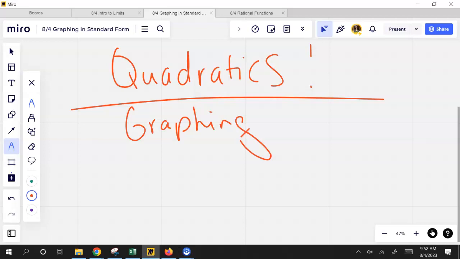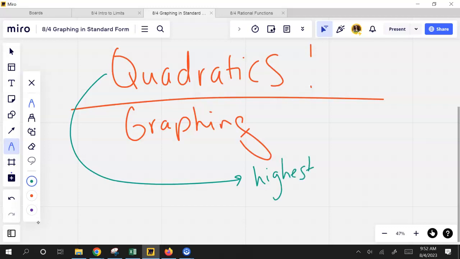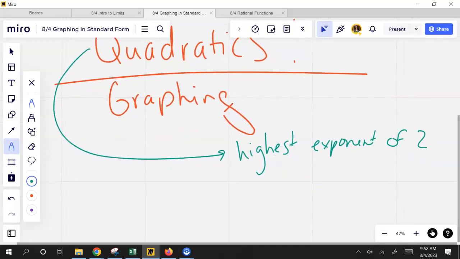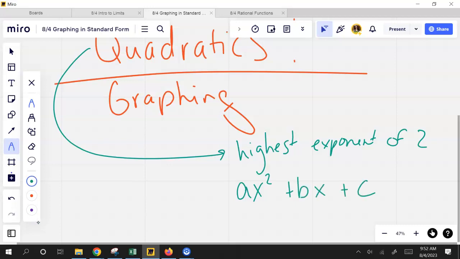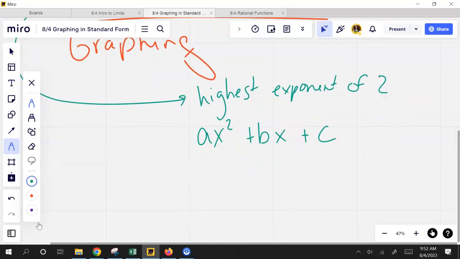So a quadratic has the highest exponent that it has is a 2, and it looks like this. A, B, and C being coefficients here, they can be any number that you want. I could be missing the B or the C. I could be missing any of those. But this is a quadratic in what we call standard form. Now, it's in standard form because it goes in order from its biggest exponent down to just the constant, okay? So that's how we know it's in standard form.